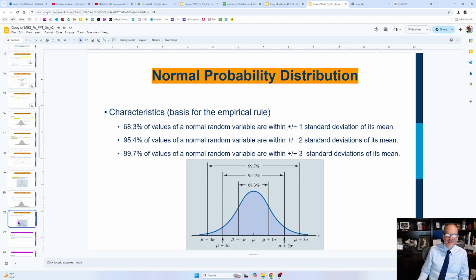And then finally, there's characteristics of the normal probability distribution. This is the basis for the empirical rule, the 99.7, 95, 68 rule. And that's that 99.7% of your data will be within three standard deviations, and 95.4% will be within two standard deviations, and 68.3% will be within one standard deviation.